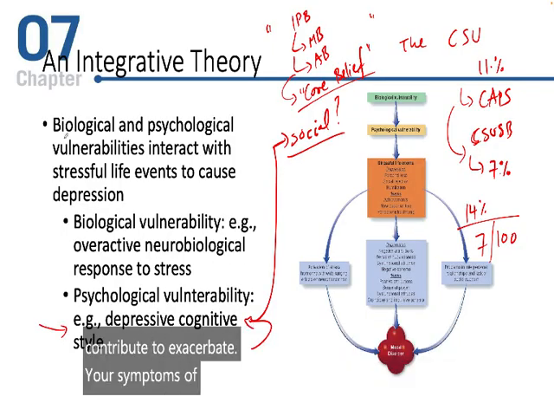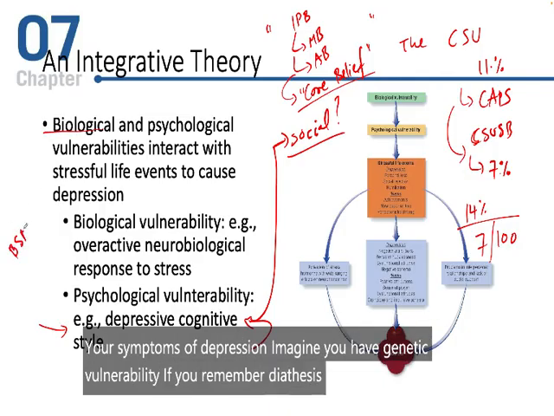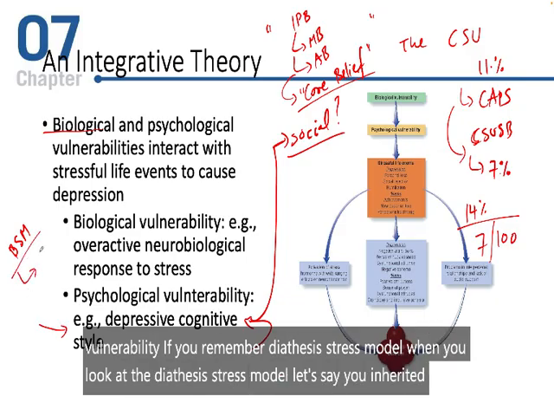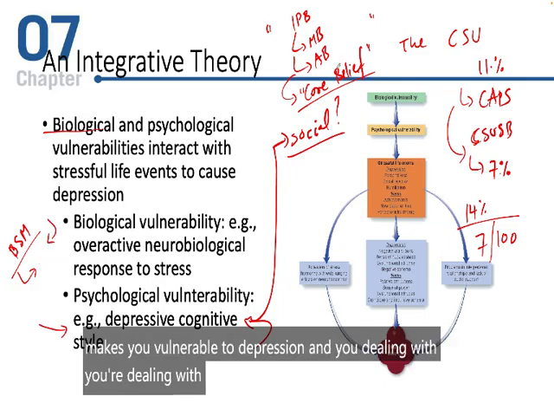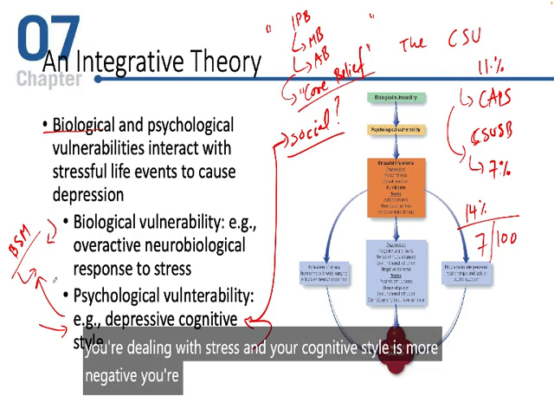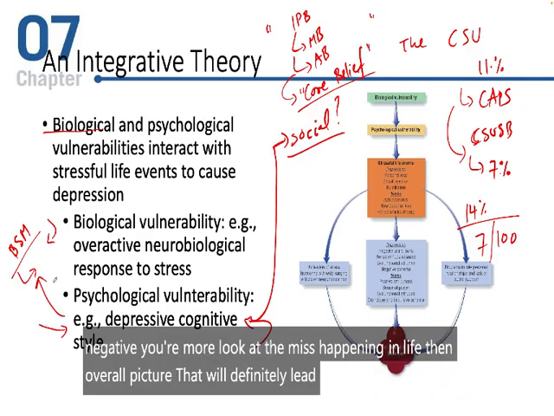Imagine you have genetic vulnerability. If you remember the diathesis stress model, let's say you inherited some genes that make you vulnerable to depression, and you're dealing with stress, and your cognitive style is more negative. You look more at the mishappenings in life than the overall picture. That will definitely lead to developing depression.